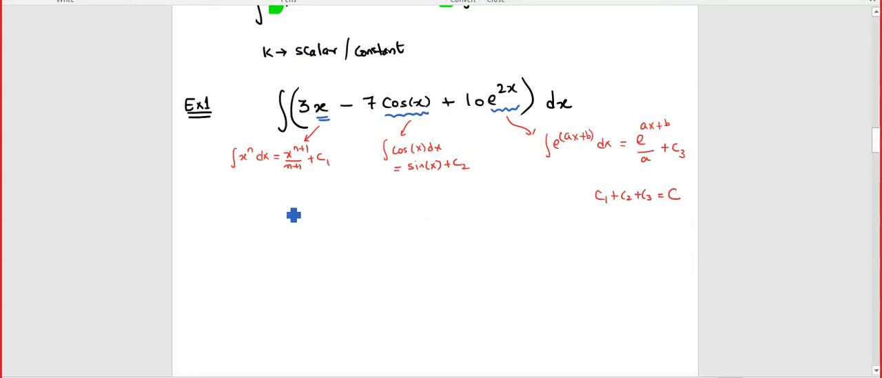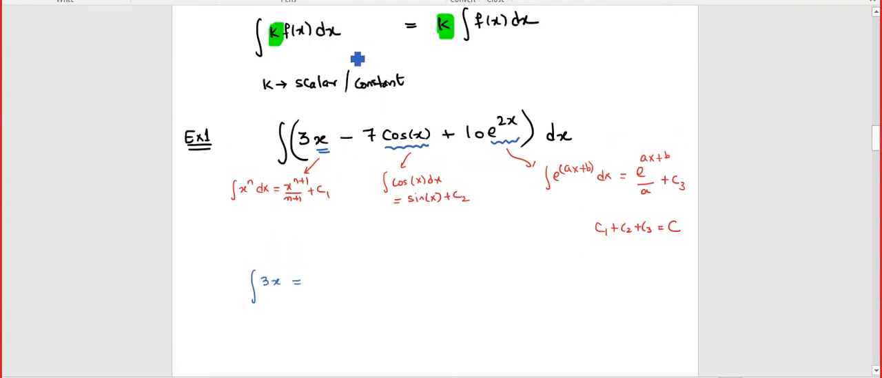First term, integration of 3x. 3 being a constant can be taken outside the integration sign using this rule. 3 times integral of x dx. x means x to the power 1. So here n is 1. So it becomes x power 2 over 2. Okay. So it is 3x square over 2.